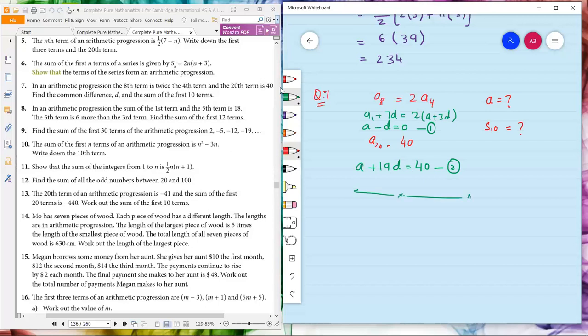Then look at question number 11. No, sir, 11 I will complete it. Find the sum of all numbers from 20 to 100.